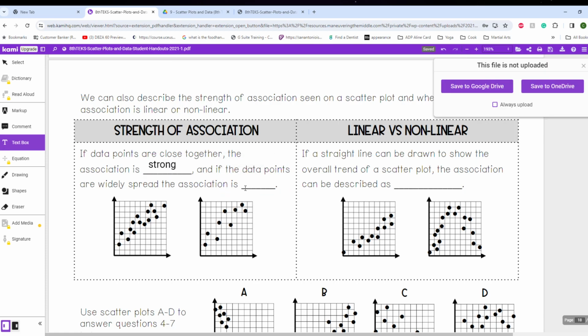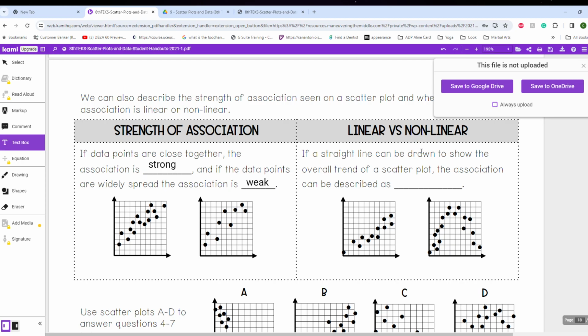And if the data points are widely spread, the association is weak. So I like to think of this as kind of like darts on a dartboard. A strong association is like someone having really good accuracy. They're hitting the same place every single time. Here, not so good. They're hitting different places every time. They're kind of spread out. That's weaker.